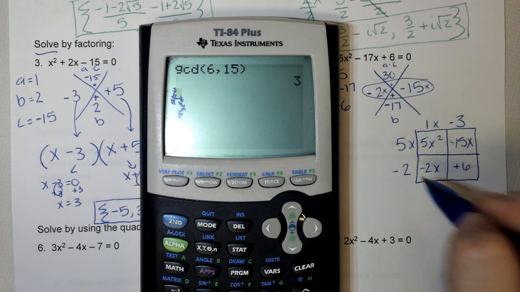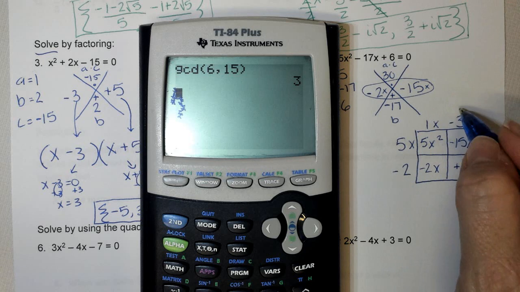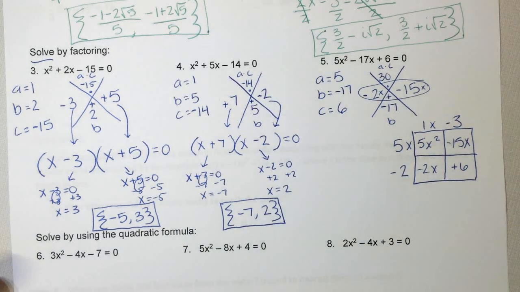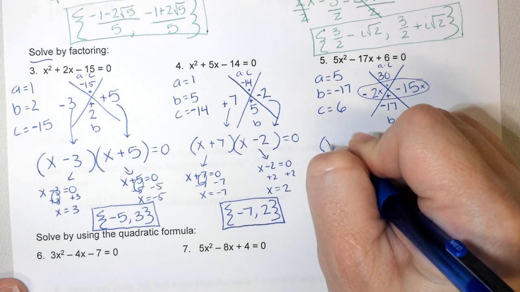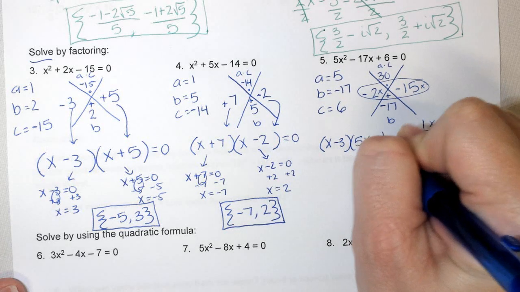And then again, you can also check your work with multiplying. 5 times 1 is 5. Negative 2 times 1 is negative 2. Negative 2 times negative 3 is positive 6. 5 times negative 3 is negative 15, so it worked. So my factors are x minus 3, you don't have to put the 1, and 5x minus 2.